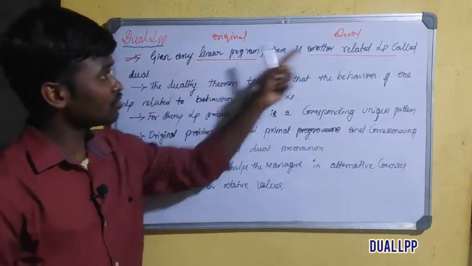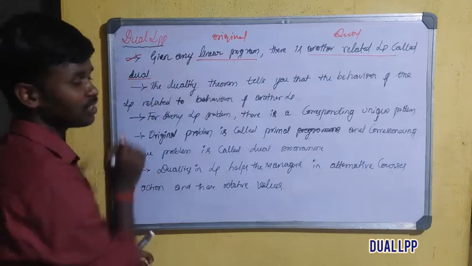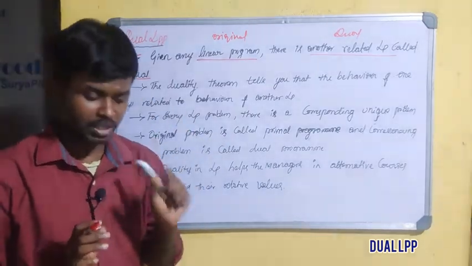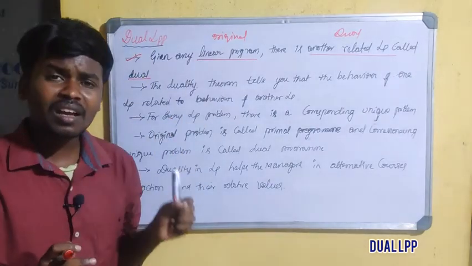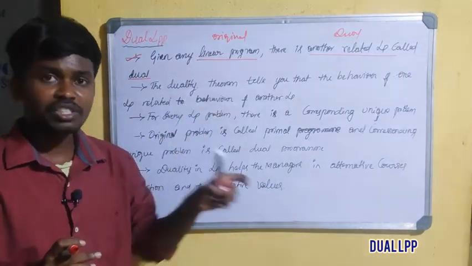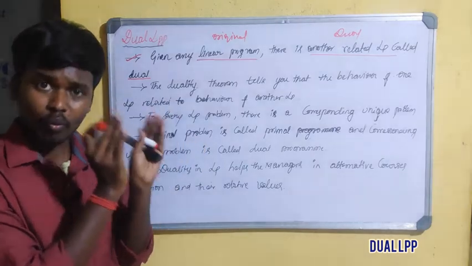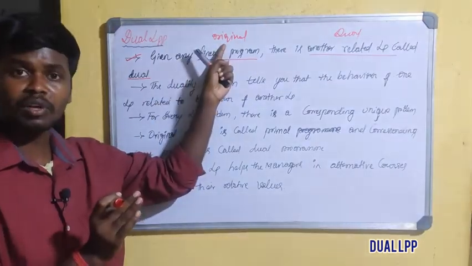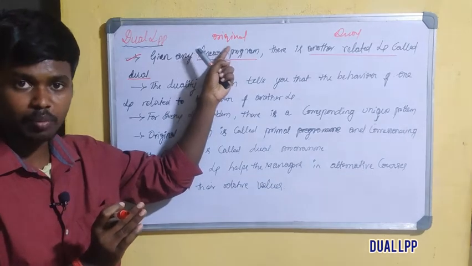So this will be called as duality theorem and dual linear programming problem. Means, it is a theoretical concept, so with it we do the formulation. So that will be the one linear programming problem. That is also called as original linear programming problem or primal linear programming problem.